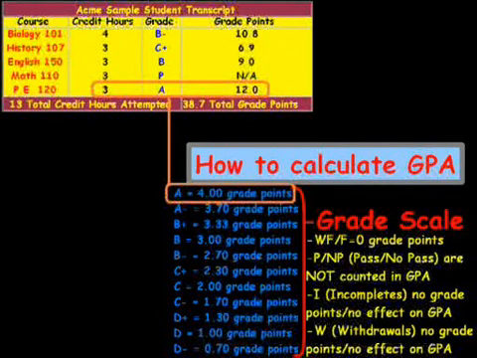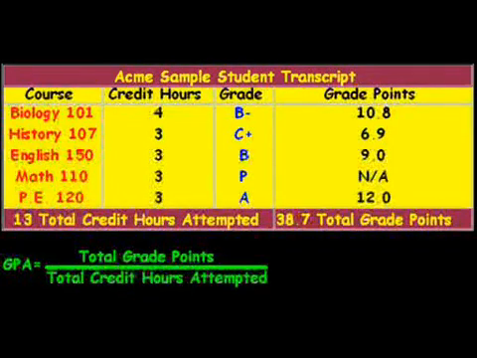Now if you add up all the grade points together, we get a total of 38.7 grade points, and we have 13 credit hours attempted, even though there's 16 on the list, because 3 were for Math 110, which we decided to take pass, no pass.